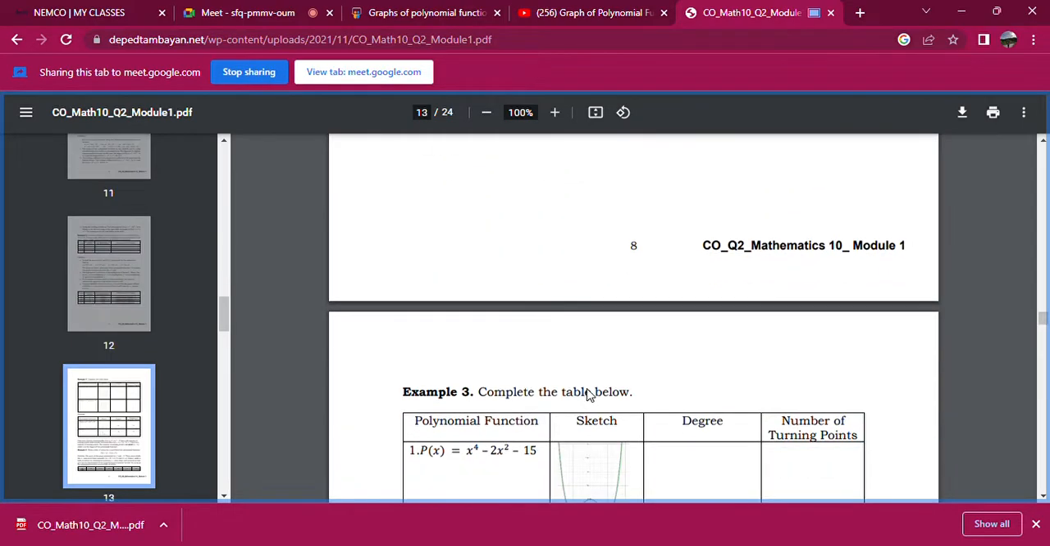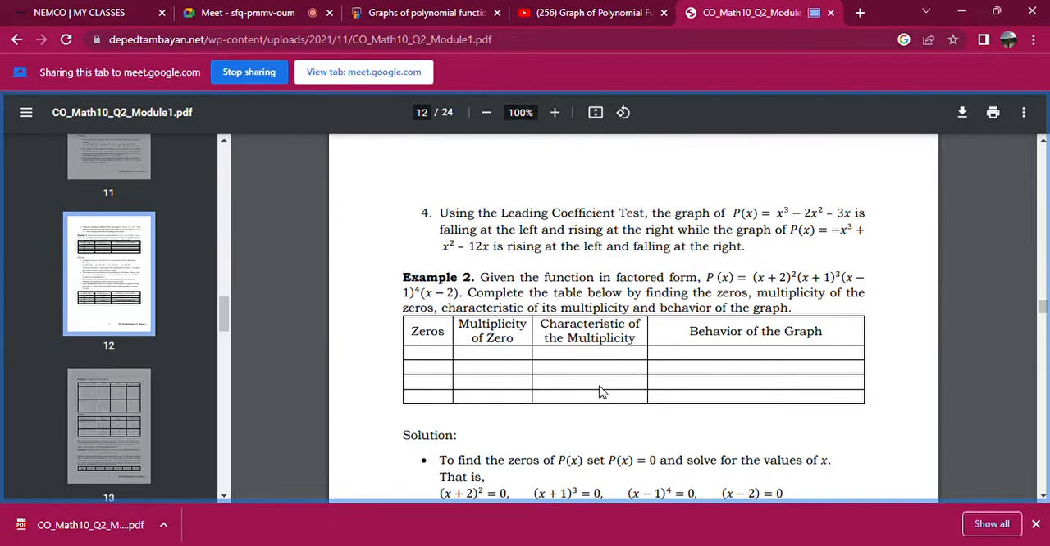Ana siya. Mo na dayon to. Na ra ka simple in finding the zeros, multiplicity of zeros, characteristics of the multiplicity, and the behavior of the graph.